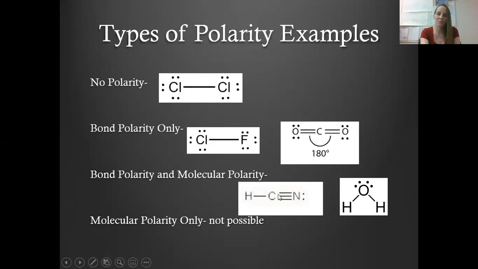So in this first example, we have a central atom bonded to a hydrogen and nitrogen. So the central atom is bonded to more than one type of element, so it's going to be polar. In the second example, the oxygen is our central atom, and it's bonded to two hydrogens, so it's bonded to all the same thing, but it has these extra unbonded electrons. That makes it polar. And if you don't have a central atom, like this chlorine bonded to a fluorine, that would have both. It would have molecular polarity and bond polarity.